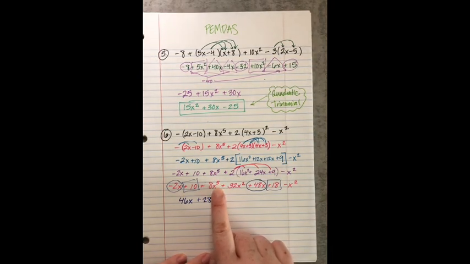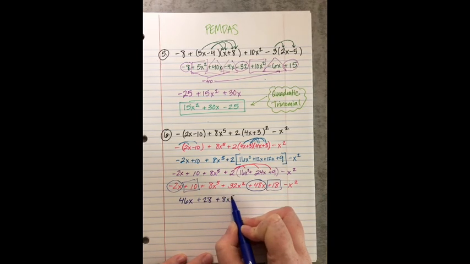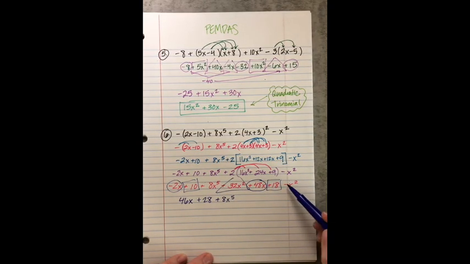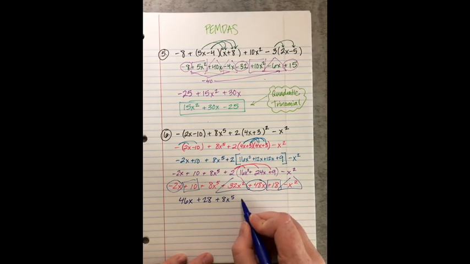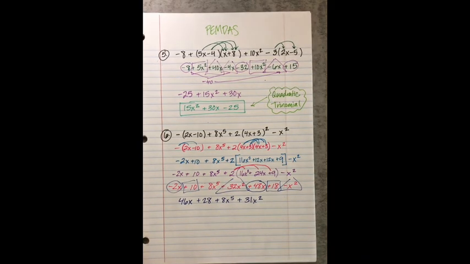Are there any other x to the fifths? No, so I'm just going to drop that down. And then positive 32x squared minus x squared is positive 31x squared. So we've combined all of our like terms.